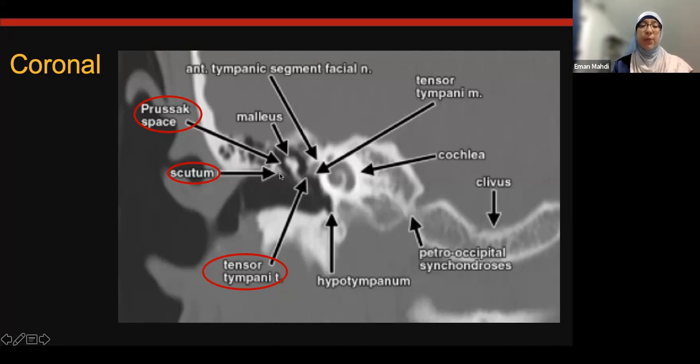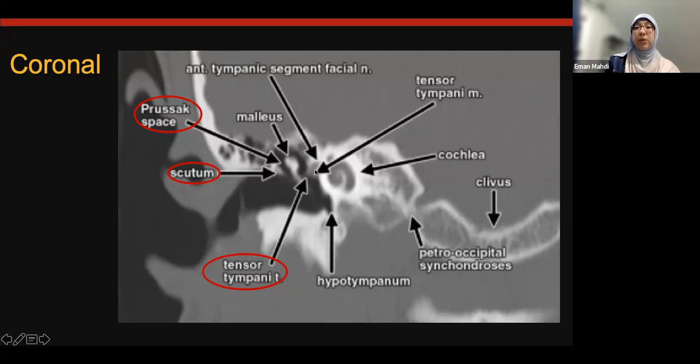Okay, and then from the external to the middle ear cavity, you have this small piece of bone that's part of the checkpoint for us, that needs to be clear and pointy. That's the scutum. The space in between the scutum and the malleus is called the Prussak space, which is important, as we will see later, because cholesteatoma can happen there. So this is part of the important structures within the epitympanum.